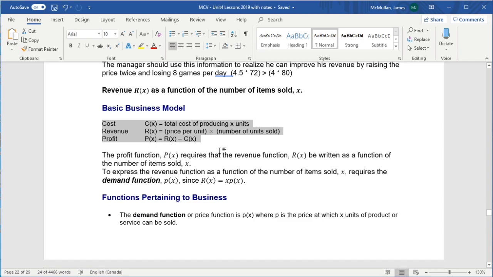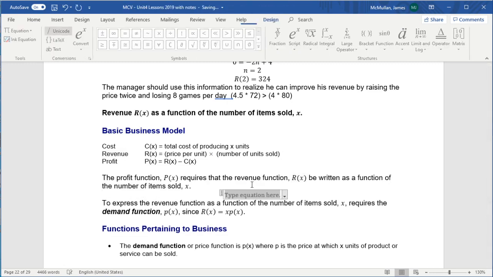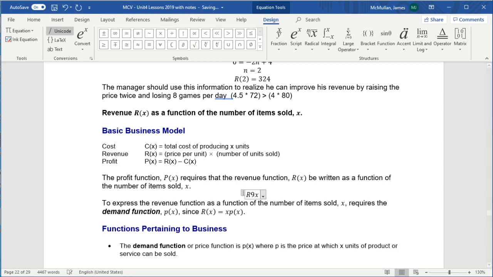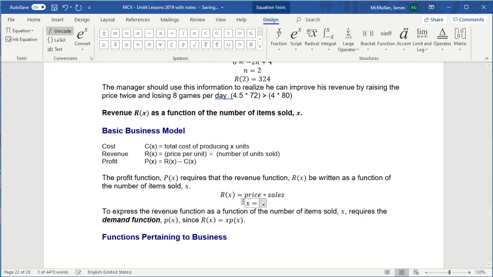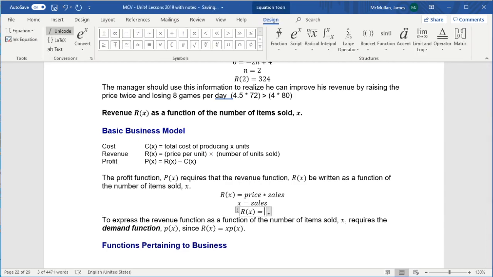Now, this time, we need to come up with a function that gives us the revenue, but instead of the variable being n, the variable is going to be x. Now, how do you do this? To do this, you do the same thing we did above. You give a price times sales. That's the same idea we had before, except x is equal to sales, right? Because that's what we've defined x to mean. So r of x is equal to p of x times x.